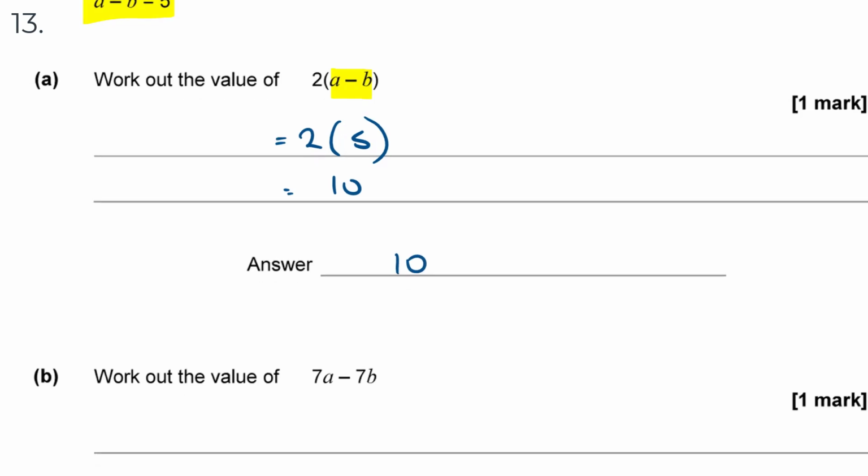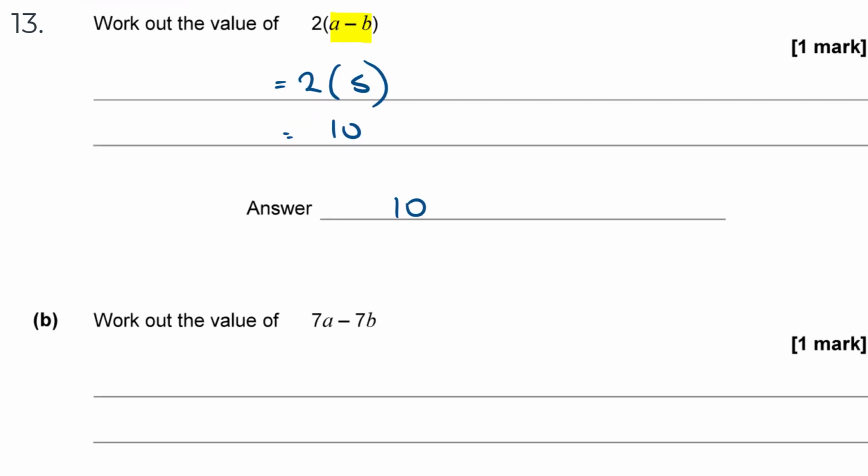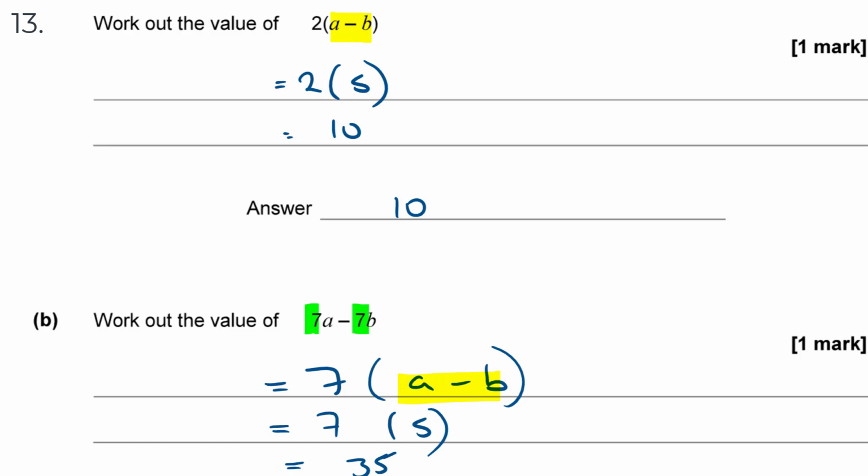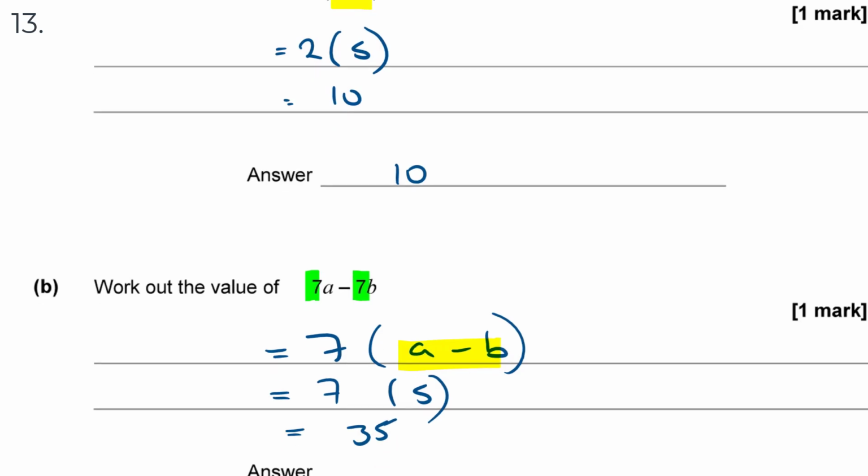Okay, so work out the value of 2 lots of a minus b. The answer is 10. Now part B says work out the value of 7a minus 7b. Now can we do something similar here? Now you notice I've got a 7 and a 7 in both terms, so they're common, aren't they? So I can factorize out that 7 and rewrite this expression as 7 lots of a minus b. Now again, I've got this expression at the end here, which is a minus b, and I know that that is worth 5. So then I can do the same thing. I can replace it with the value 5, and 7 5s are 35. So 7a minus 7b must be equal to 35.